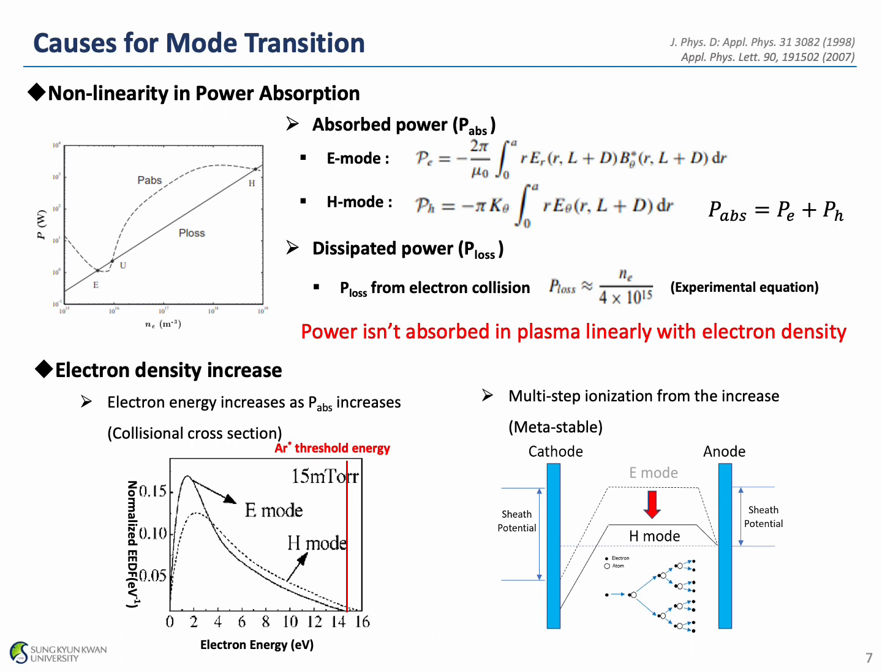Below shows how the increased power increases the electron density. The first one: with increased power, increased electron energy having a bigger collisional cross-section makes more gas ionized, making more electrons. The second one is increased multi-step ionization from metastable states, an easier way of ionization for electrons.